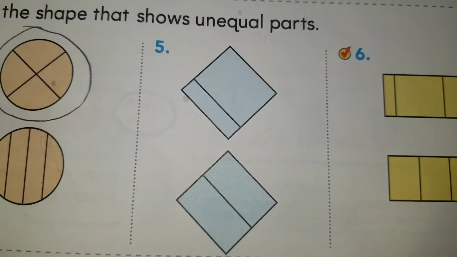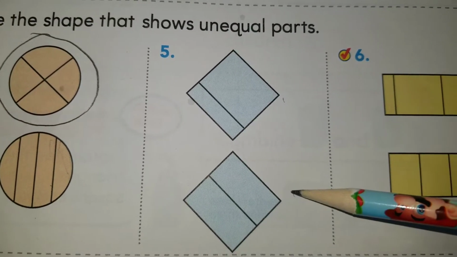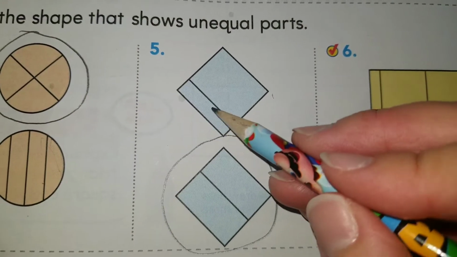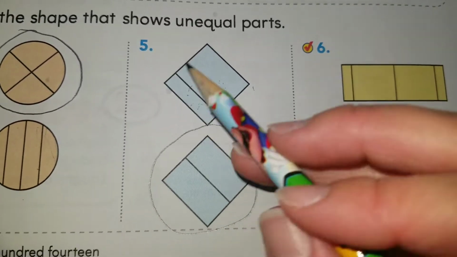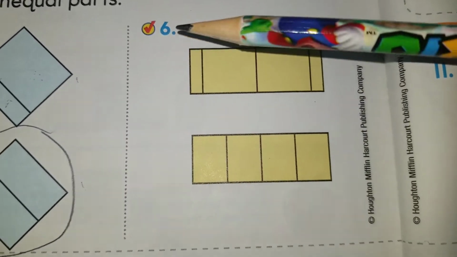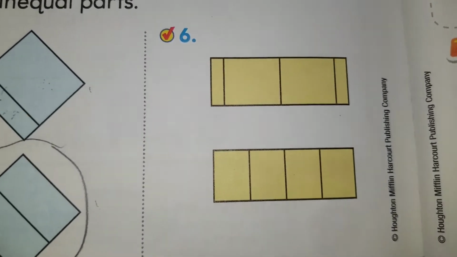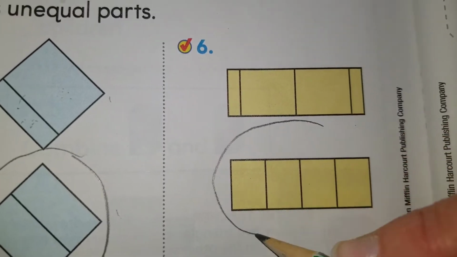Alright, how about number 5? Which shape has equal parts? Top or bottom one? The bottom one, right? The top one doesn't show equal parts. The parts are different. La parte en la que está dividido, las figuras son diferentes. That's why we don't circle it. Alright, how about number 6? Which one has equal parts? ¿Cuál tiene partes iguales? The bottom one. Alright.